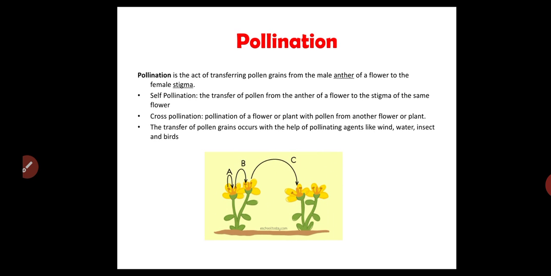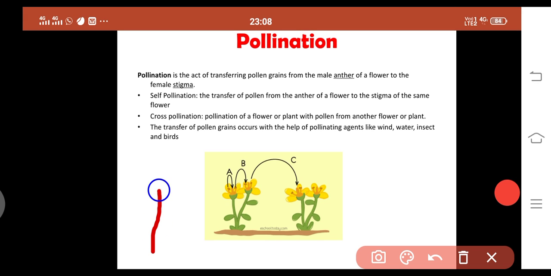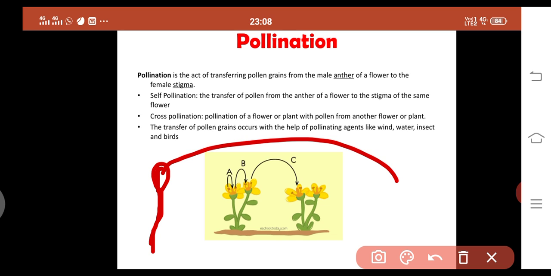What is pollination? Pollination is nothing but the act of transferring the pollen grains from the male anther. We saw this is the filament, and here you will have the anther. From the anther, it gets to the stigma of the female part. So this is the ovary, this is the style, the tube-like structure, and here will be the stigma. So the pollens from the anther get transferred to the female stigma, pass through the style to the ovary, and this process is what you call pollination.